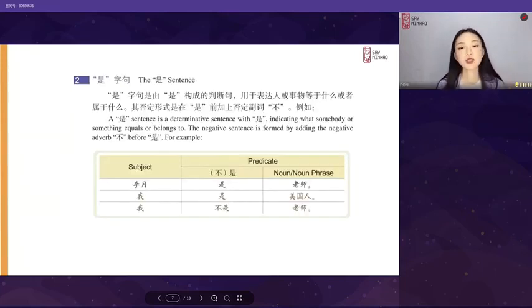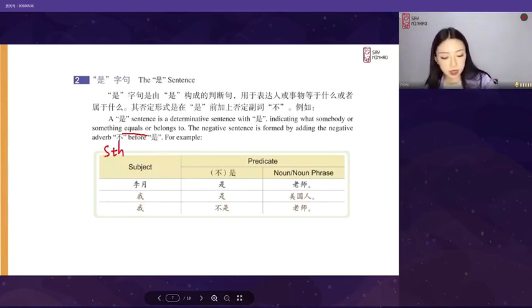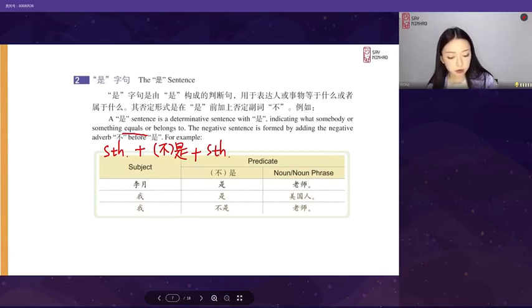Now let's move on to next language point. It is the 是 sentence. So this 是 sentence is a determinative sentence with 是, indicating what somebody or something equals or belongs to. Mostly it is equals to something. And the negative sentence of it is formed by adding the negative adverb 不 before 是, which is 不是. So the structure of the 是 sentence is something 是 or 不是 plus something, which means something equals to something, or something doesn't equal to this thing.